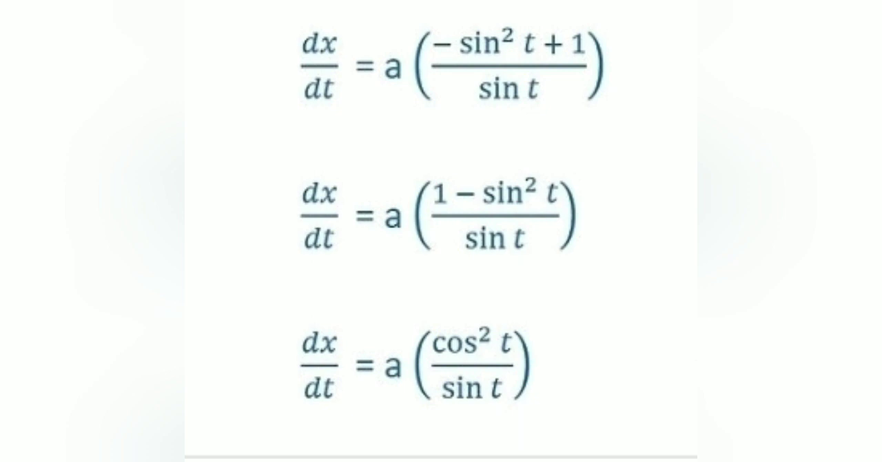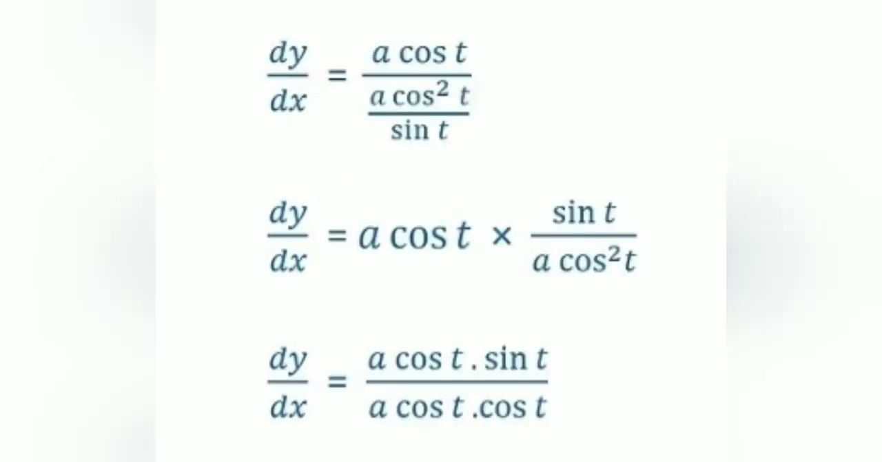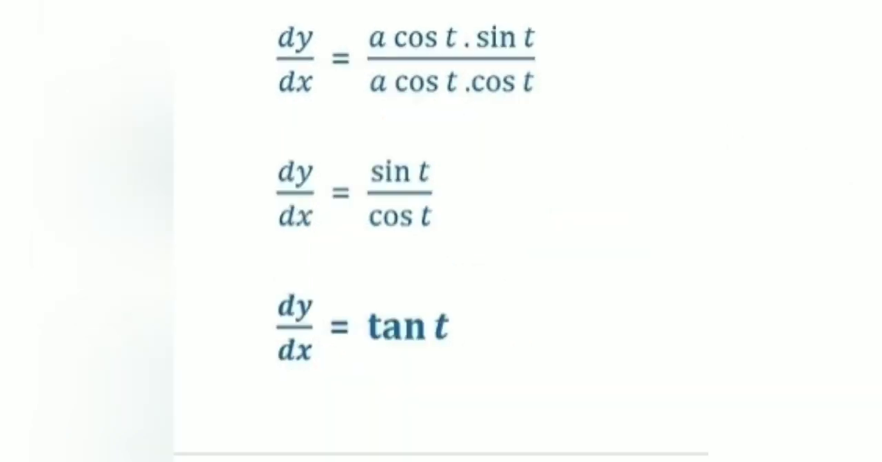Now we can write dy by dx is equal to dy by dt divided by dx by dt. That is equal to a cos t divided by a cos square t divided by sin t, and that is further equal to a cos t into sin t divided by a cos t into cos t, which is further equal to sin t divided by cos t, and that is equal to tan t. This completes question first. Now let's take second question.